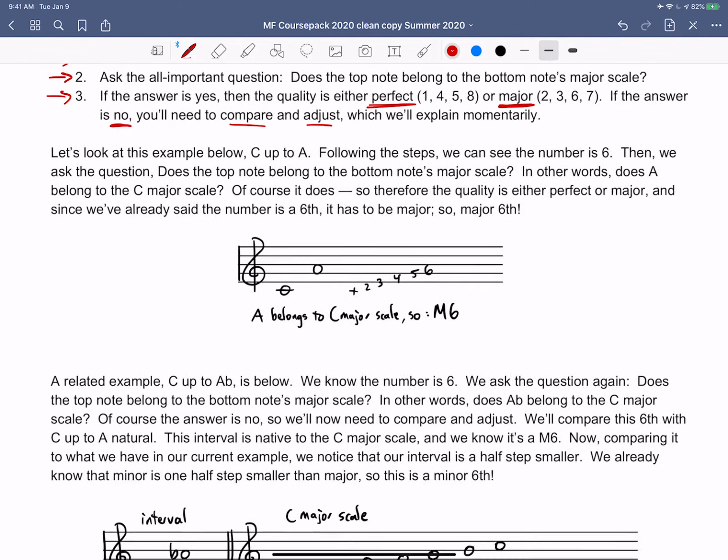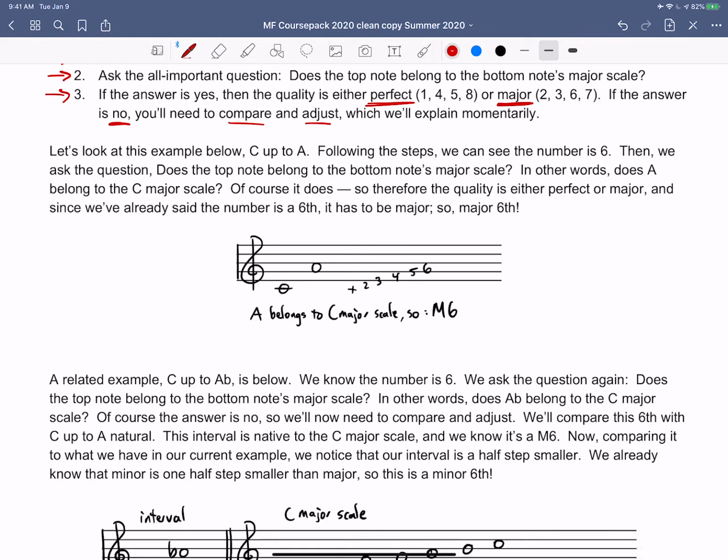So let's start off pretty easy here. We're going to take this example from a C up to an A. Let's follow the steps here. We're going to begin by counting our lines and spaces. So we count, there's 1, 2, 3, 4, 5. So we know that it's an interval of a sixth, right? At this point, you can even be thinking, well, it could be major or minor. Yeah, in unlikely cases, it might be diminished or augmented. So you already have some guess, but let's officially figure it out.